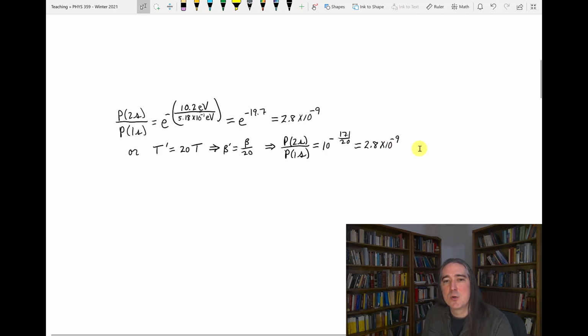Okay. So when your temperature goes up by a factor of 20, the exponent in the ratio goes down by a factor of 20. So in the sun, we're going to have a lot of excited state hydrogen, though still, it's only 3 out of every billion. The vast majority of the hydrogen, even on the surface of the sun, is still in its ground state.